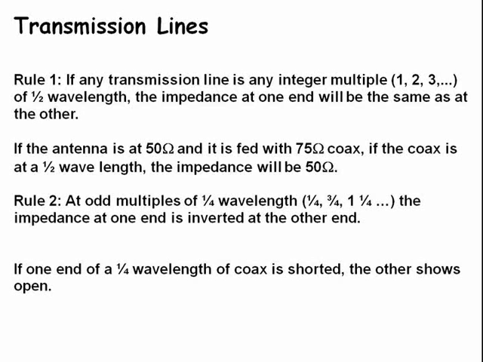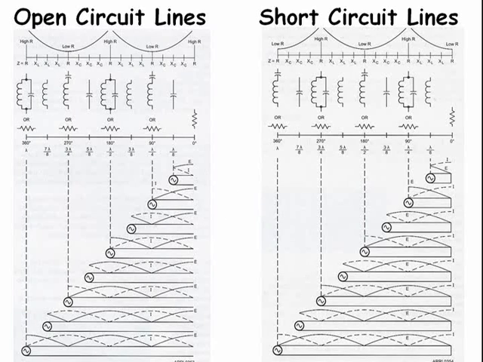Rule number 2. At odd multiples of 1/4 wavelengths, such as 1/4, 3/4, 1 1/4, etc., the impedance at one end is inverted at the other end. If one end of a 1/4 wavelength of coax is shorted, the other shows open. These charts show the behavior of open and short-circuited transmission lines. You can see the cyclic nature of the impedances in the line.